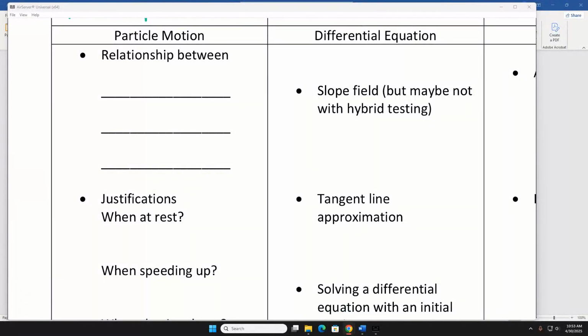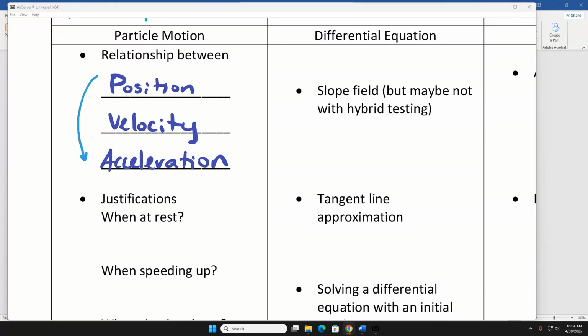So you're going to need to know the relationship between the position, velocity, and acceleration. So what is the relationship between those? Like if we're going down, if we have the position, we want the velocity, or the derivative. So going down, the relationship is derivatives. What about going up?